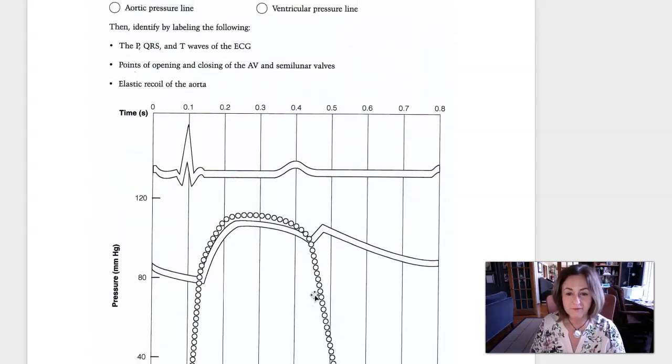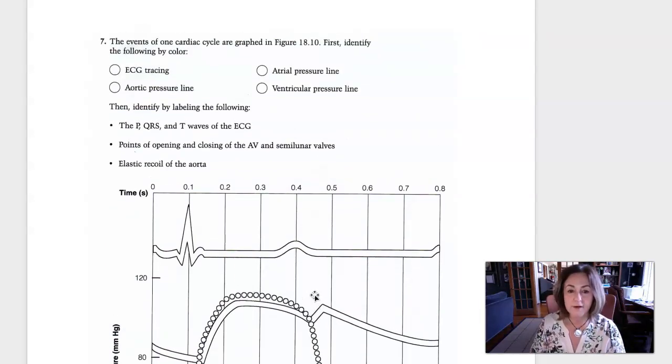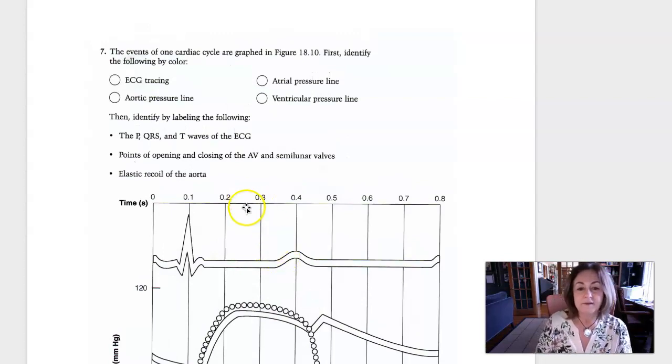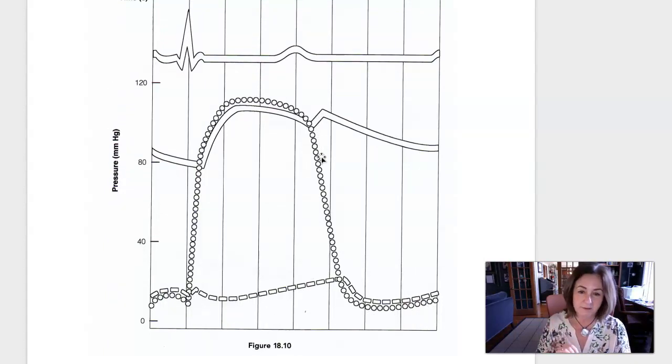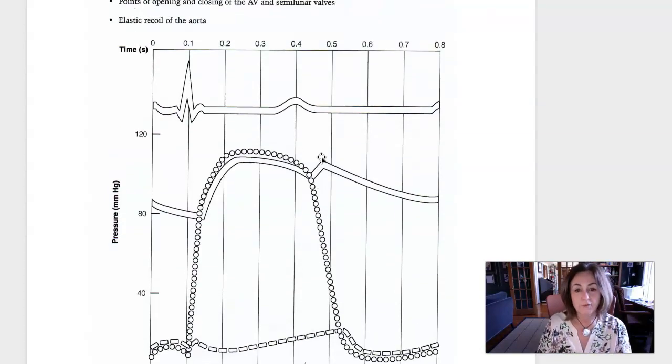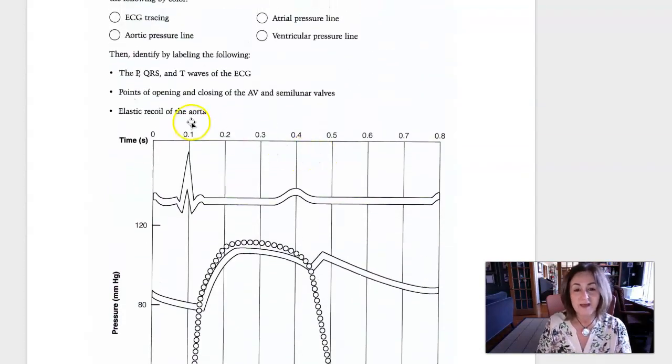And once you do figure that out, then what I would have you do is label the waves of the ECG. And then also, can you find the exact point where the AV valves open and close and where the semilunar valves open and close? So based on what I've told you, you can actually put an exact pinpoint on this graph, 4 points: AV valves open and close, semilunar valves open and close. And then, can you tell where the elastic recoil of the aorta is occurring?